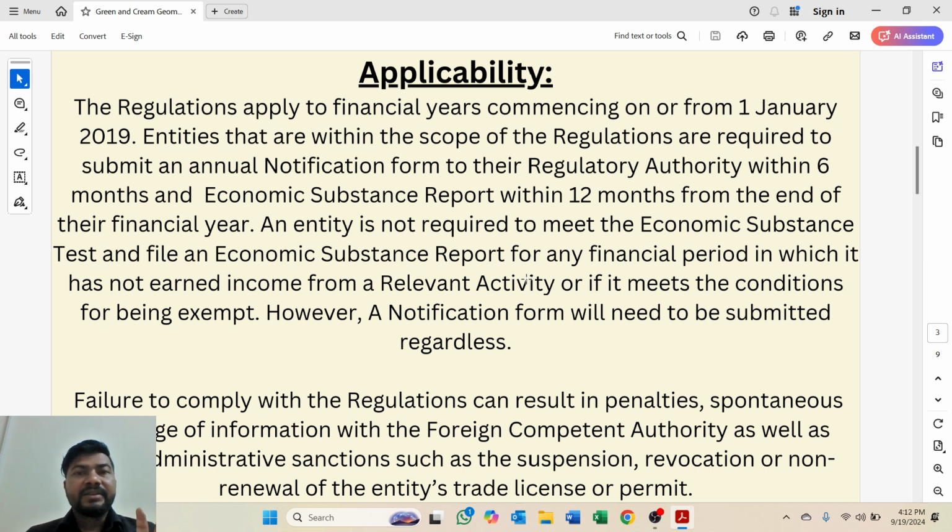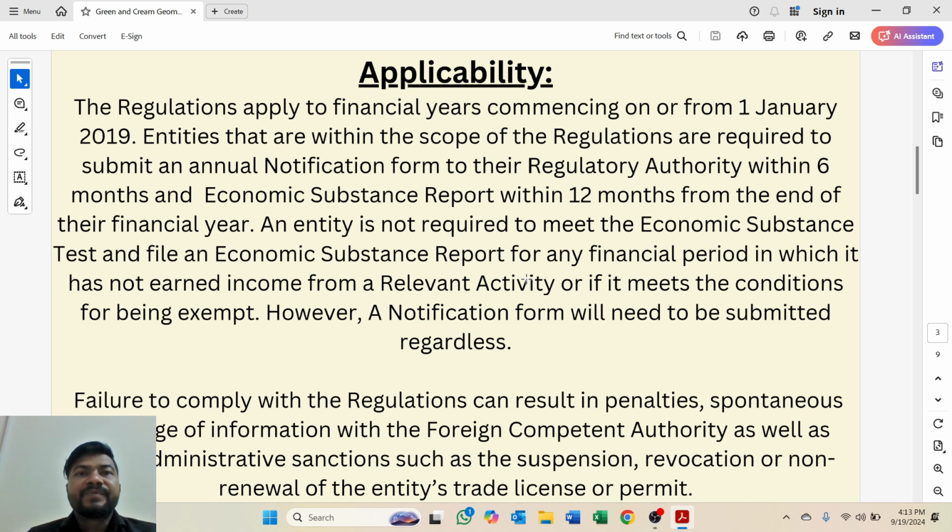So for the same companies, for example, the company whose financial year is from 1st January 2024 to 31st December 2024, in that case they have to submit a notification form within 6 months. It means up to 30th June, and up to 31st December 2025 they have to submit the economic substance report.